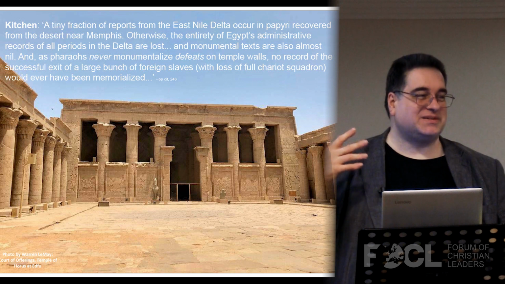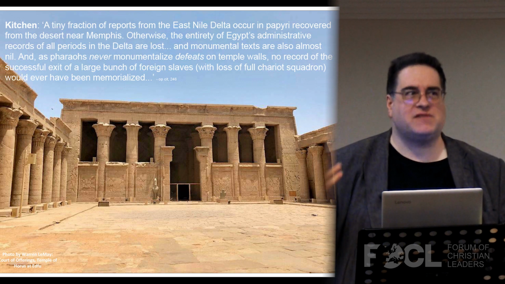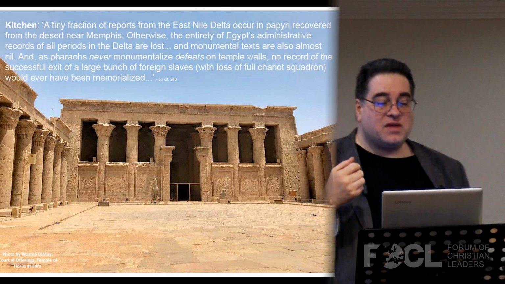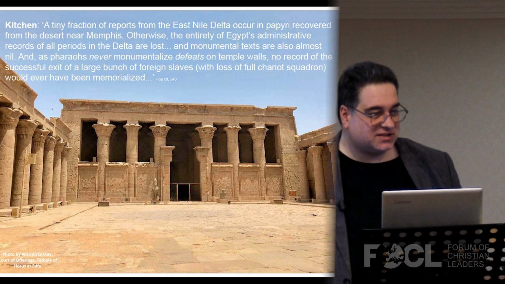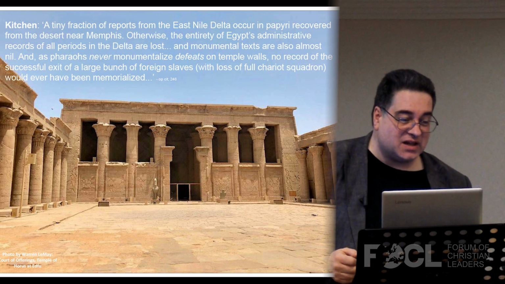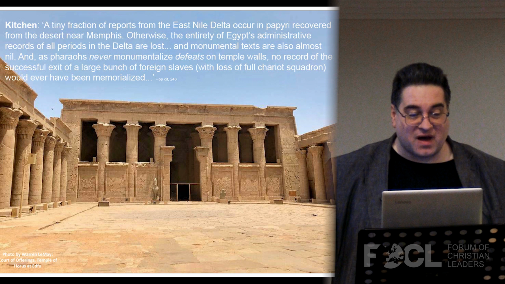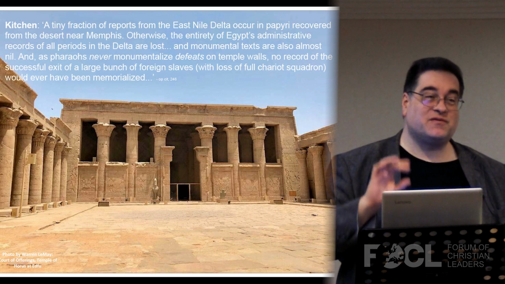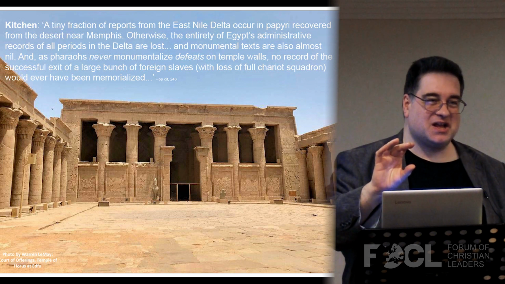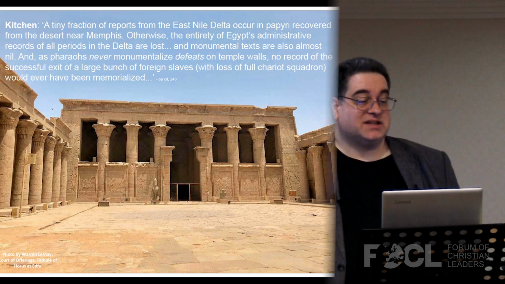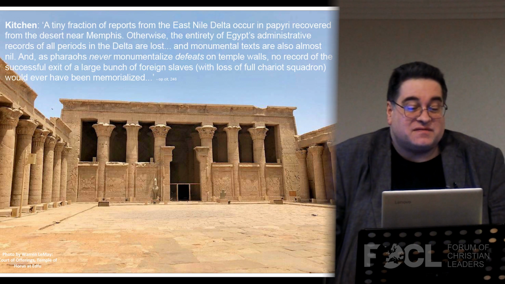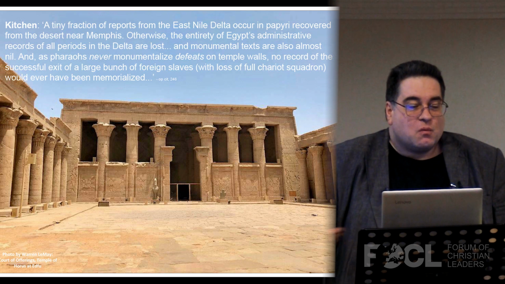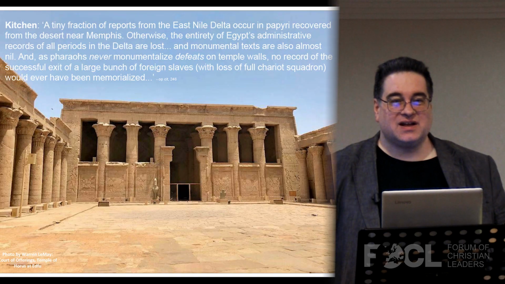Otherwise, the entirety of Egypt's administrative records of all periods in the Delta are lost. So, perhaps not all that surprising that we don't have any written records of this, because we have hardly any written records of anything. The monumental texts, that is, texts on buildings, are also almost nil, and as pharaohs never monumentalized defeats on temple walls, because the purpose of writing stuff on a temple wall is propagandistic, no record of the successful exit of a large bunch of foreign slaves with loss of a full chariot squadron would ever have been memorialized. So the argument from silence that Dawkins is trying to make here in this case seems to be a bad one.